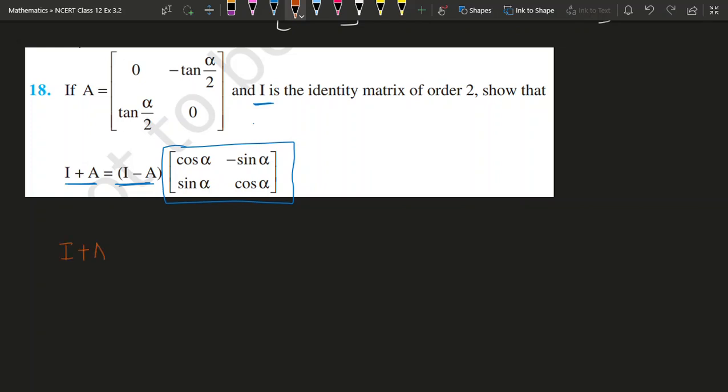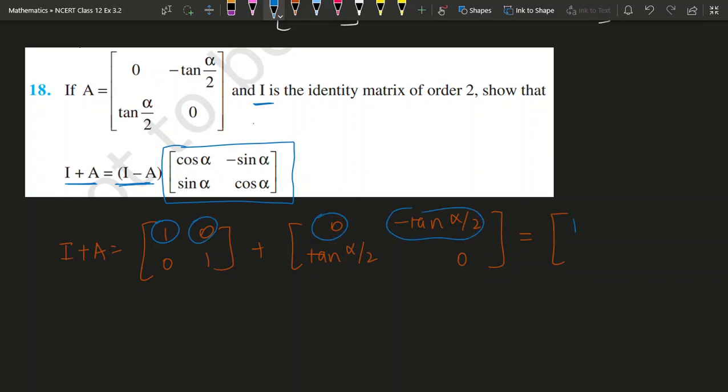Let's compute I plus A. So I is 1, 0, 0, 1 plus 0, negative tan of alpha over 2, and below you have tan of alpha over 2, 0, and you add these two matrices up. So you get 1 plus 0, which is 1, 0 plus negative of tan alpha over 2, so negative of tan alpha over 2. 0 plus tan alpha over 2, so tan alpha over 2, and 1 plus 0, so 1. So that's what I plus A is.